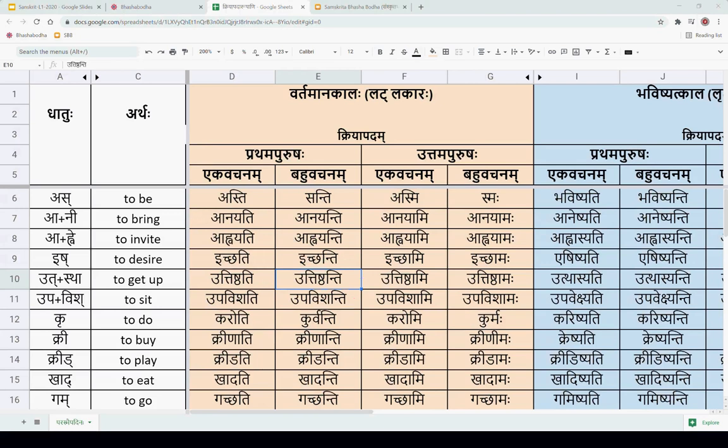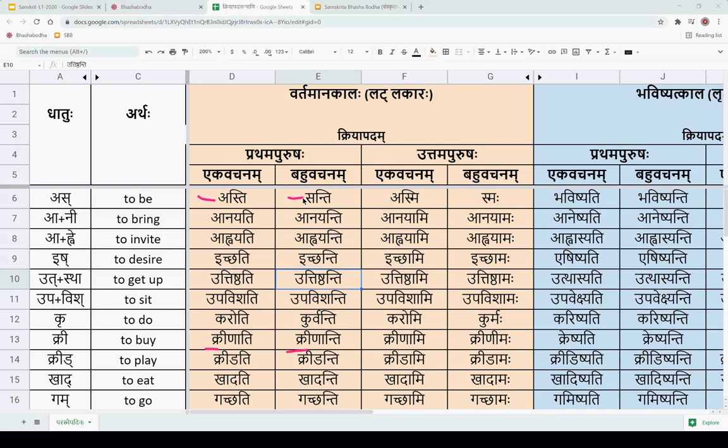But some of them look a little bit different, like karoti, kurvanti. It is not karoti, karonti, not like kridati, kridanti. So karoti changes to kurvanti. And krinati, there is a typo here. It should be krinanti. They never go away, right? Typos. Krinati, krinanti. And then asti, santi.